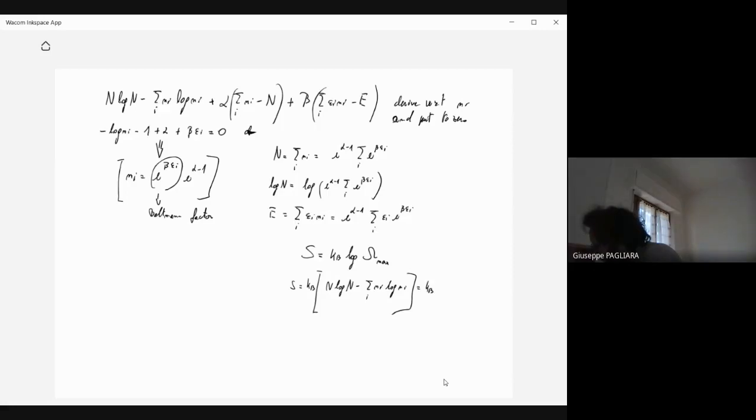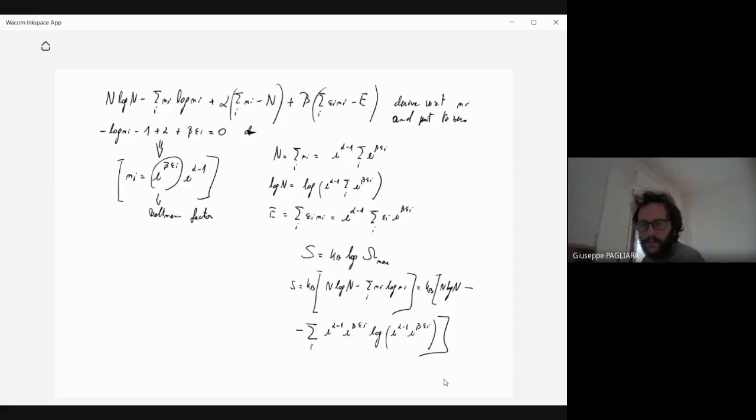So this is Kb sum of n log n, then I have a minus the sum of Ni. What is Ni? Ni is e to the alpha minus 1 e to the beta epsilon I, and then I have the log of this quantity. So the log of e to the alpha minus 1 is alpha minus 1 plus beta epsilon I.